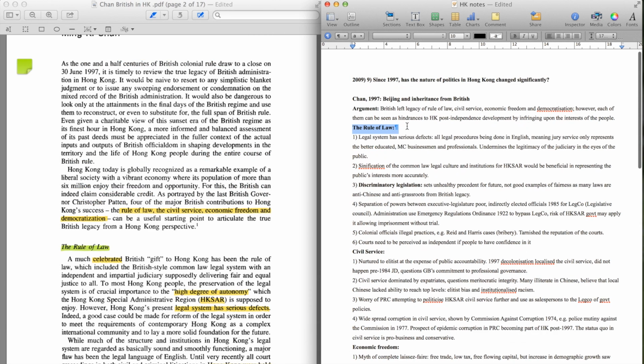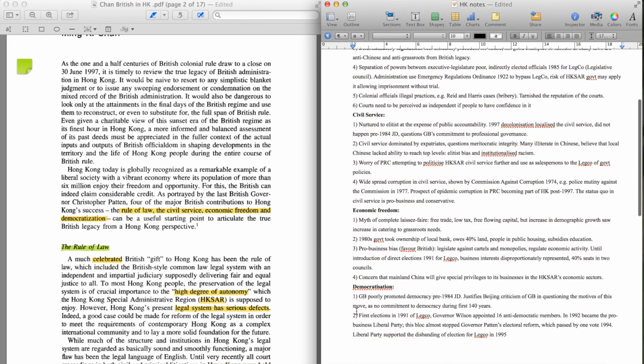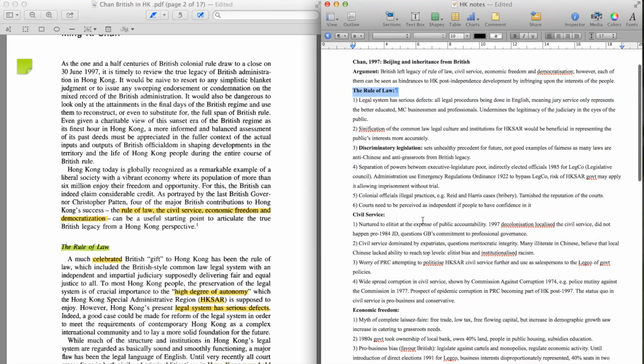So, as you can see, I have divided up my notes with subtitles. So we've got the rule of law, the civil service, economic freedom, democratization, which reflects the structure of the article that I am currently reading. Now, I've labeled these points with numbers just so when I'm revising, I can go, okay, yeah, so there are 6 quick points that I want to know within the realm of rule of law. Okay, yep, there are 4 within civil service. So I will make notes, quick summaries of what it is that I've just read.